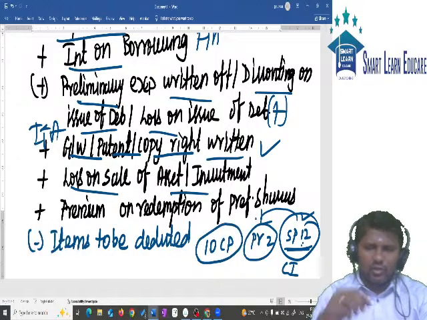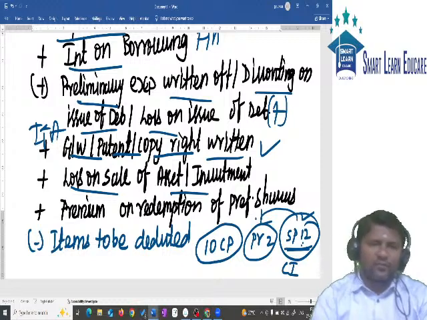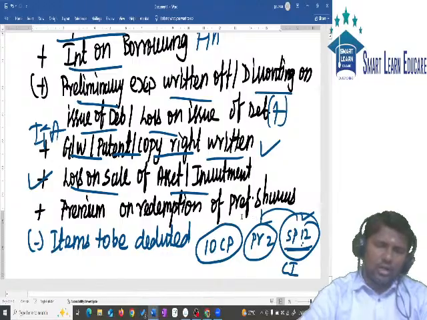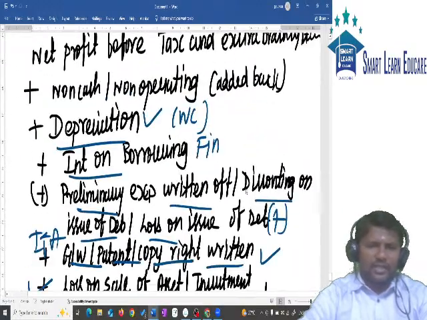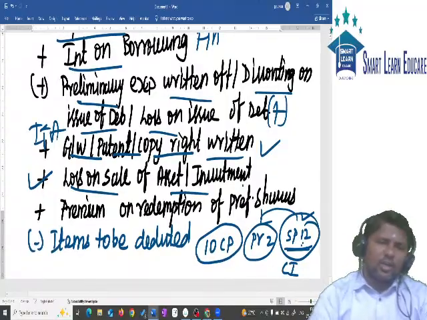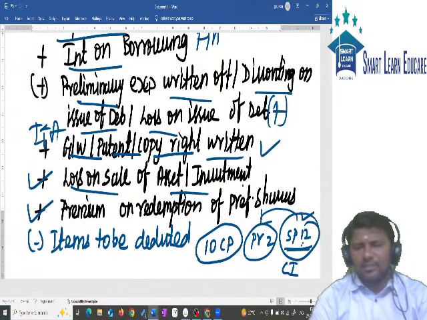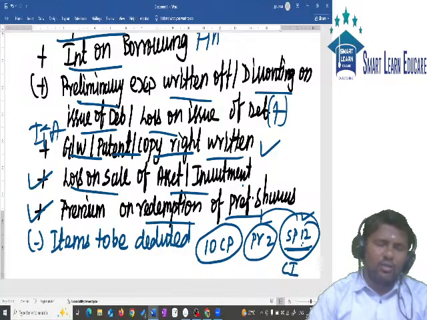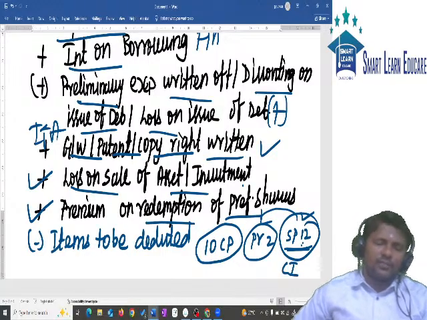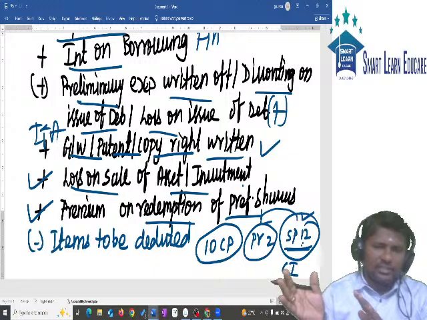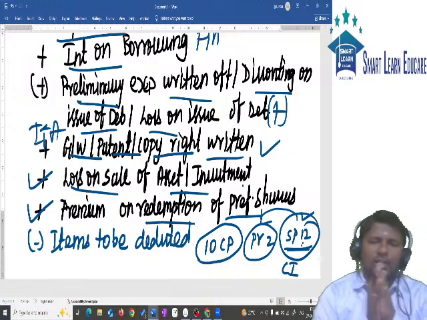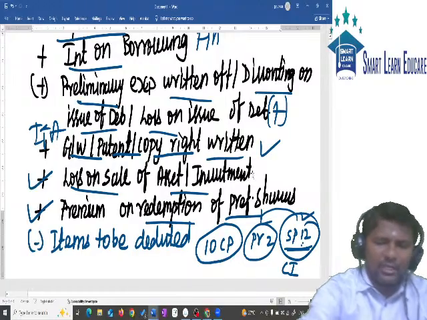Similarly, if some asset is sold at a loss, that is included in this cash flow. So this loss should not be treated as operating activity. We will not sell assets every year, so this should be treated as a non-operating activity, and it should be added back. The same logic applies to preliminary expense and premium on redemption of preference share. When you redeem preference shares at a premium, it is a loss. First we will show this loss on the asset side, then it will be written off to the P&L account debit side.